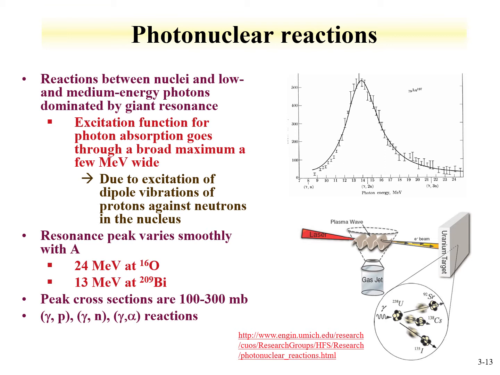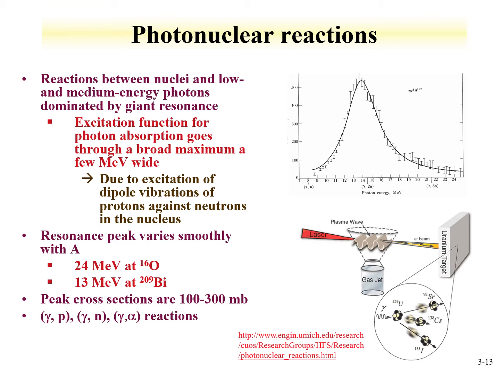Now it's also possible to have nuclear reactions using photons. The reactions between nuclei and low and medium energy photons are dominated by a giant resonance. These excitation functions for the photon absorption go through a pretty broad maximum, a few MeV wide, as shown here for the reaction of photons on gold-197. This is due to the dipoles that can set up within the nucleus between protons. One thing about the values here is that they are in millibarns. So photon reactions tend to have cross sections on the order of 500 millibarns.